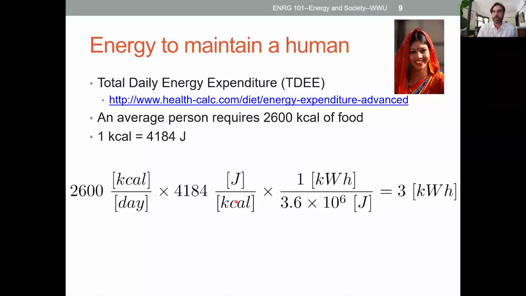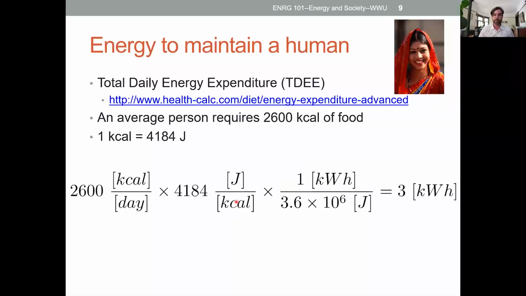Okay, so how much energy does it take to maintain a human? So you are a chunk of flesh, mainly water, and you are at 98.6 degrees Fahrenheit. And that is different than the environment around you. And so you need to put energy in you to maintain that temperature gradient. Just how much you need depends on your activity.